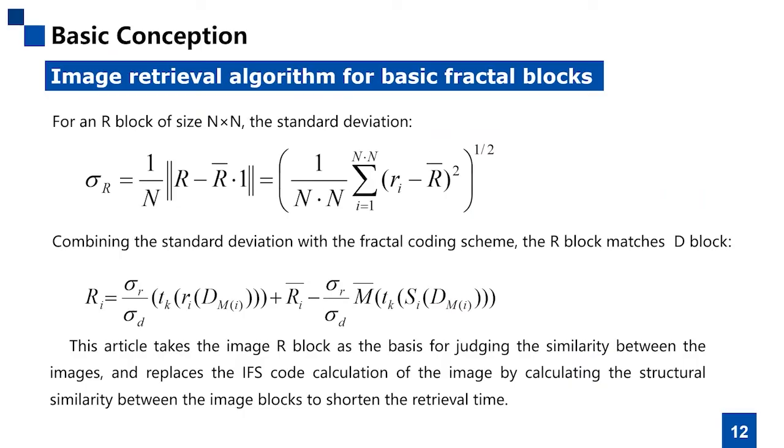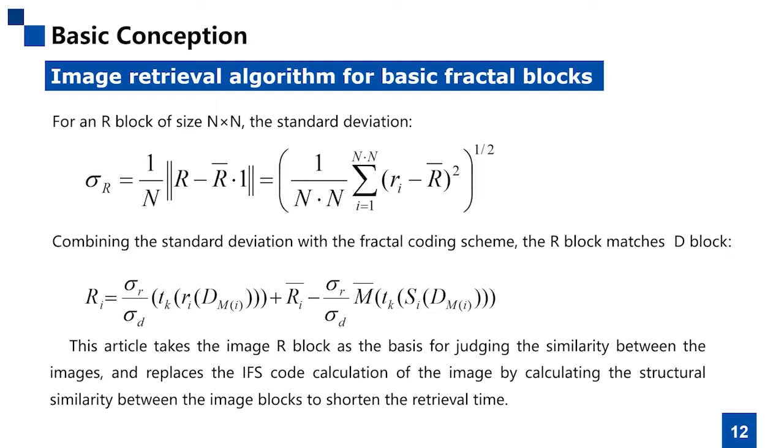Fractal coding is a lossy compression algorithm. The main reason is that the D block adjusts the image brightness through an affine transformation during the fractal coding process. This changes the frequency domain information of the original image, which is distorted relative to the original image. The D block is composed of R blocks that do not overlap each other, and the D block can be said to be composed of R blocks that are collaged into this block.